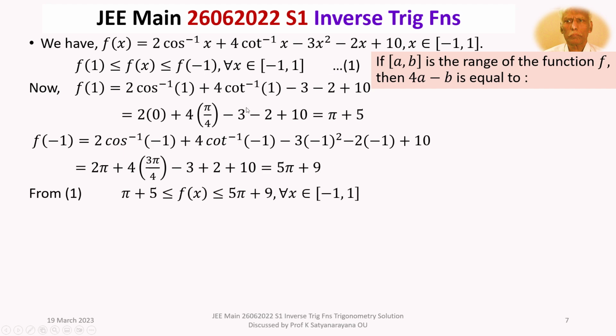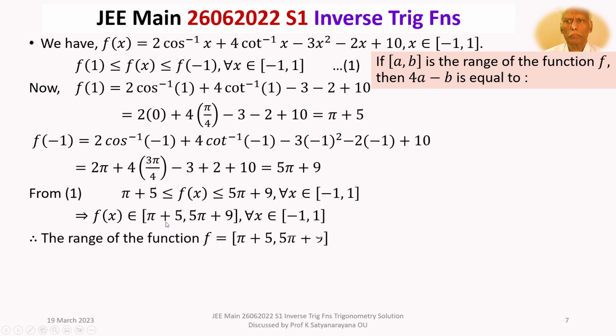From the inequality 1, what we get is f of 1, pi plus 5, is less than or equal to f of x less than or equal to f of minus 1, 5 pi plus 9, for all x belongs to the closed and bounded interval minus 1 to plus 1. That means f of x belongs to the closed and bounded interval pi plus 5 comma 5 pi plus 9 for all x belongs to minus 1 to plus 1. This will imply the range of f is the closed and bounded interval pi plus 5 to 5 pi plus 9. It is given in the question.